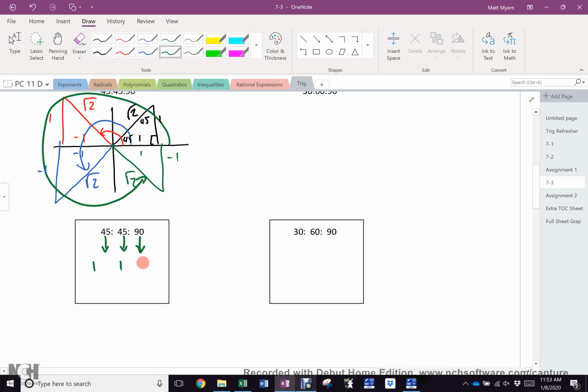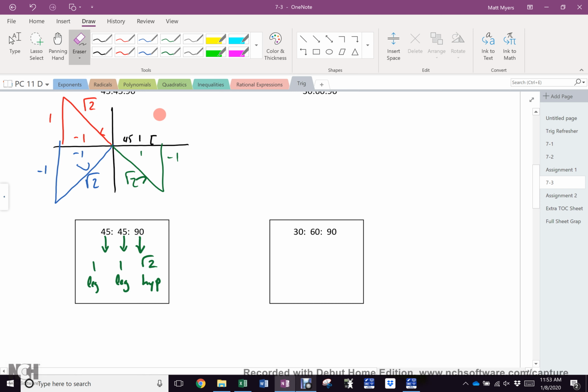So we remember that 45, 45, 90 always follows 1, 1, root 2. This is a leg, this is a leg, and this is the hypotenuse. Everybody good? Now the thing about the 45, 45, 90 is even if I spin it around. So for example, I wrote it this way, right? 1, 1, root 2. Agreed? Right?